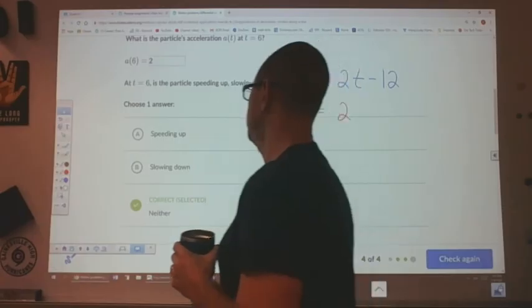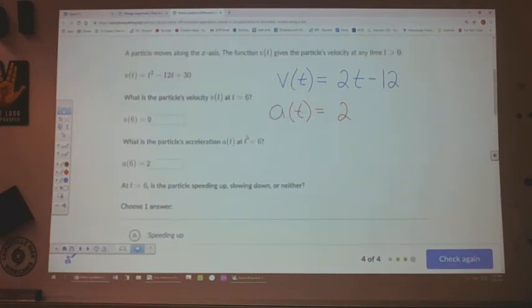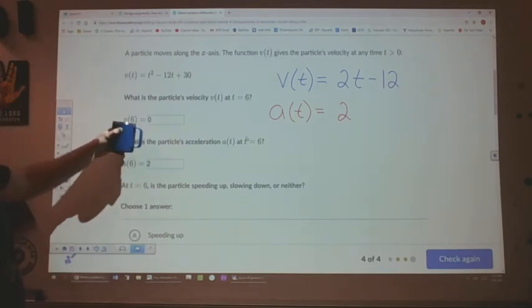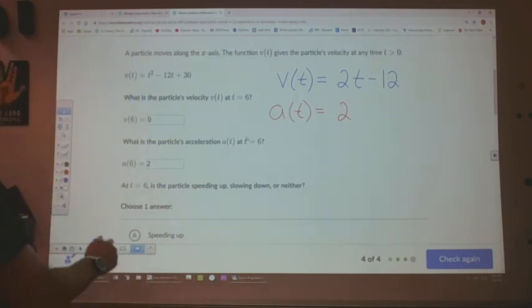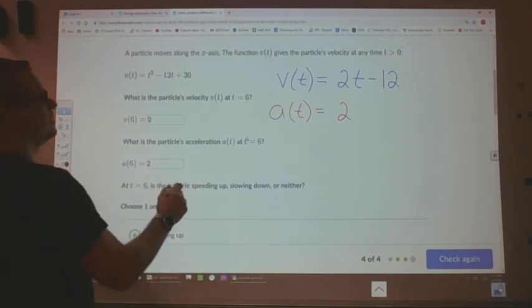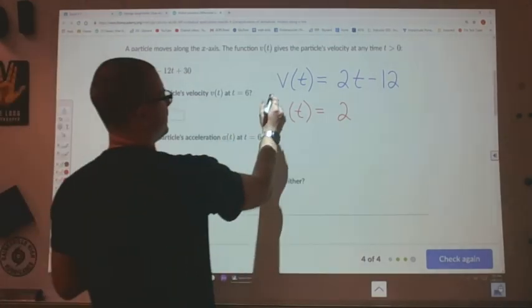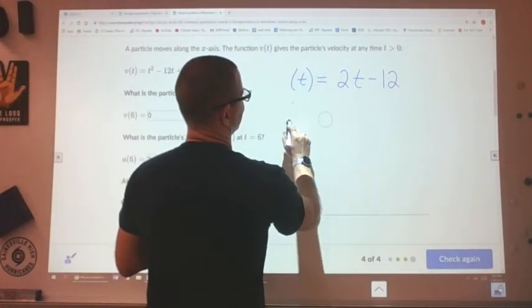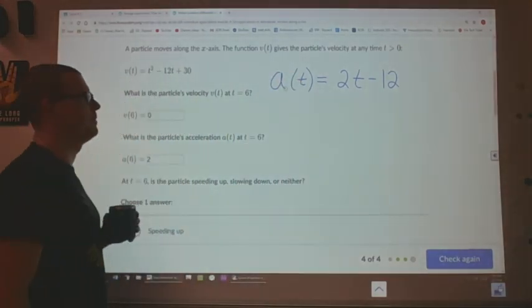Check again. What, did I miss a velocity? That's correct. Oh, I bet I dropped a negative. 2t minus 12 plus, yeah, times 6. Oh, it's not giving me the position function, it's giving me the velocity. So these are not. Oops. All right. At least it's the last problem, right? It's tricking me by making me read.